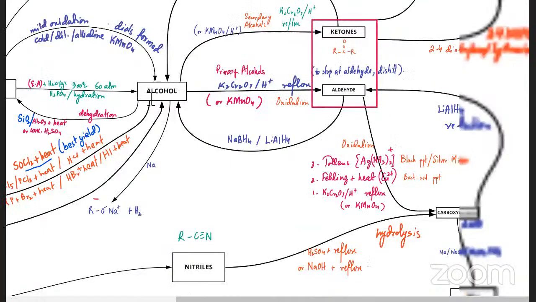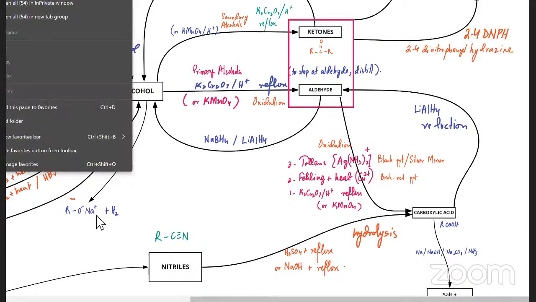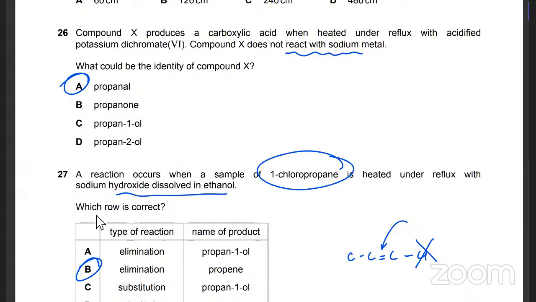Alcohols end up reacting with sodium metal and they would produce the same type of salt. So it can't really be an alcohol. But aldehydes do get oxidized to carboxylic acid. So yeah, clear? Yes.